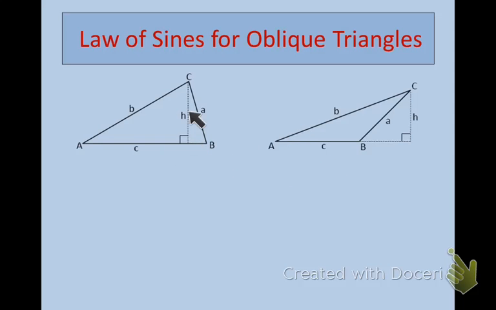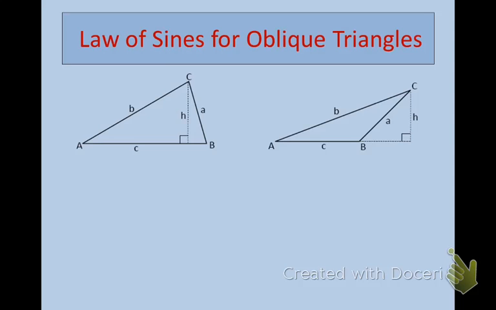Notice that I dropped a height from C in both triangles. That forces a right triangle, and now I can start using SOHCAHTOA to write some relationships. So let's look at these triangles. Notice that I'm saying law of sines, so which trig function am I only working with here? Sine. I'm only going to work with sine.